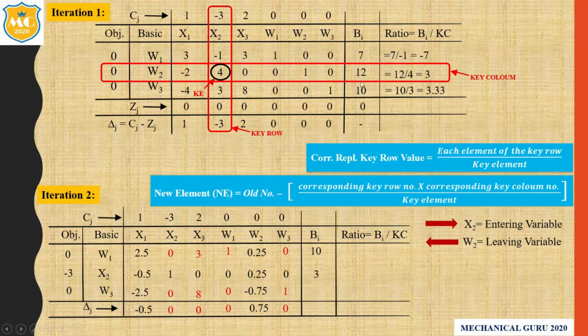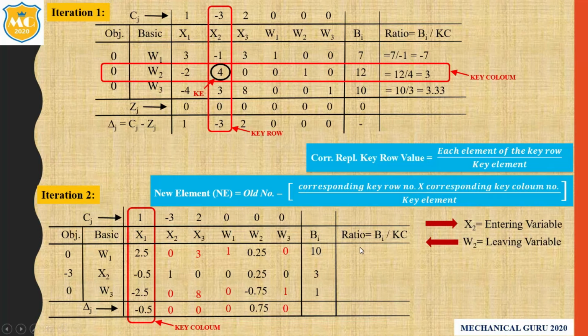Next, 10 minus 12 into 3 divided by 4. So 12 into 3 is 36, divided by 4 is 9. So 10 minus 9. So here we get the value 1. Now again in the delta J we have to find out the most negative number. So here the most negative number is minus 0.05. So this is our P column.